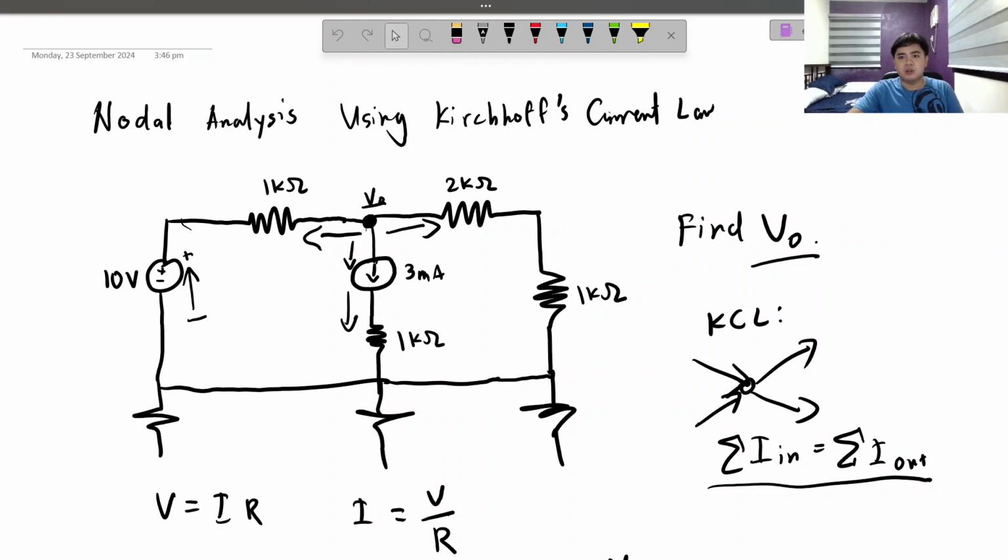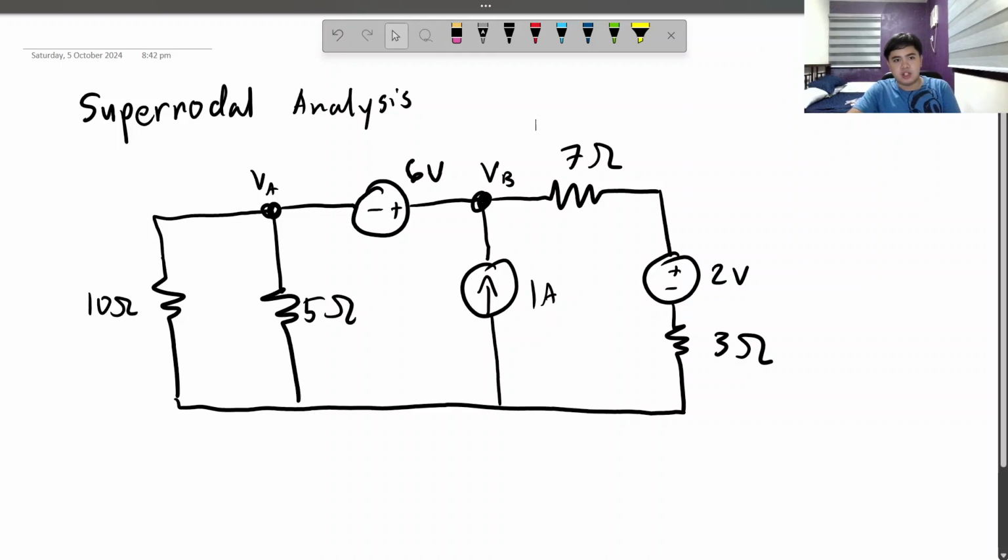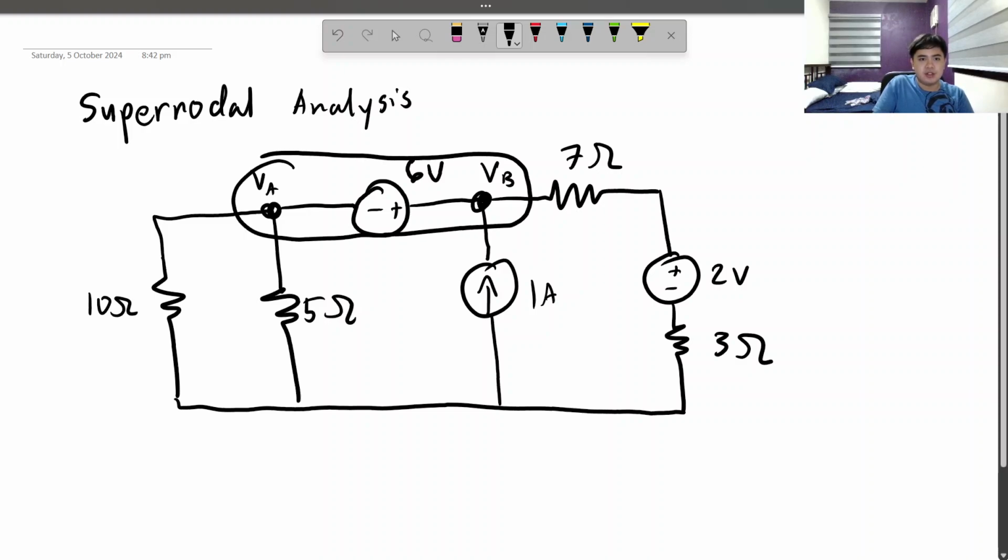Now we're going on to another method, which is a supernodal analysis. Nodal analysis will only work if there were no voltage sources in between nodes. There could be voltage sources, but there should be resistances in there. In this one, there's no resistor in here or in here, and there are two nodes here, and in between them is a lone voltage source with no resistors in between. So we call this one a supernode.